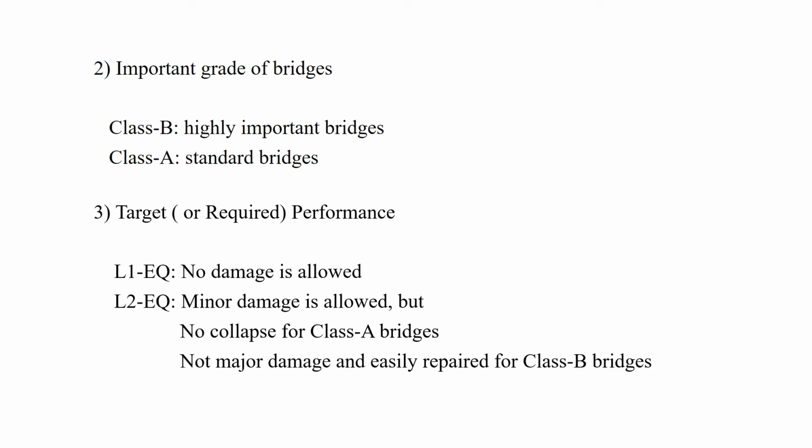3. Target or required performance. It depends on earthquake levels and importance of bridges. For L1 earthquake, no damage is allowed for all the bridges. For Level 2 earthquake, minor damage is allowed but no collapse for Class A bridges, whereas not major damage and easily repaired for Class B bridges.